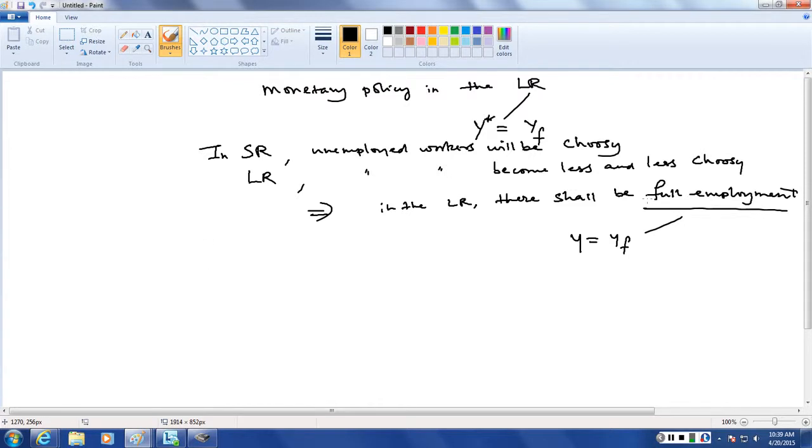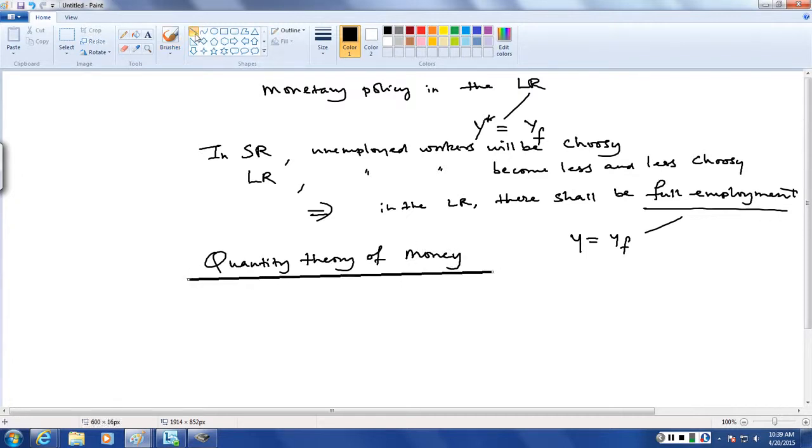And now in the few minutes that I have left here, about 10 minutes or so, I'm going to talk about something called the quantity theory of money. Now, according to this theory of money, you have something called an equation of exchange. And what is the equation of exchange, which is the principal equation of this quantity theory of money? It is that M times V is equal to P times Y.